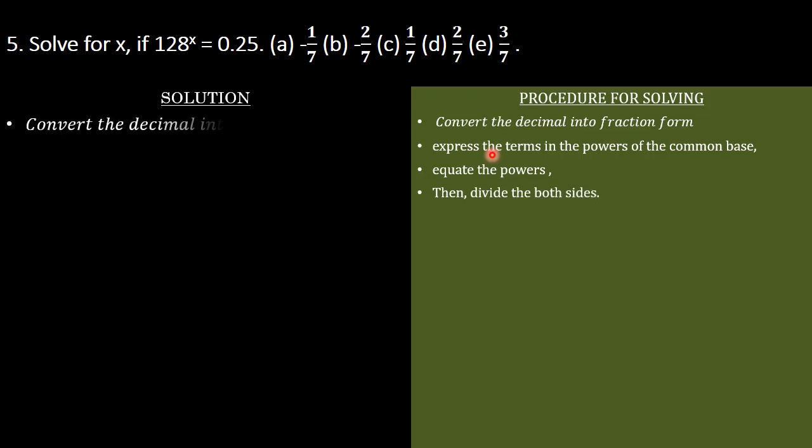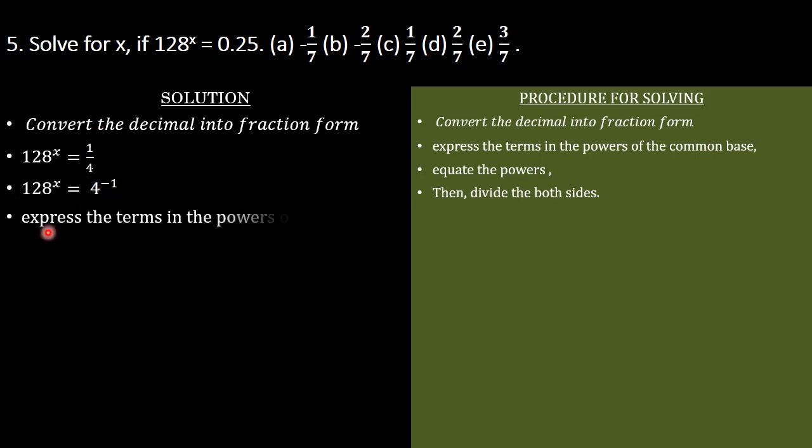Let's check the solution. Convert the decimal into fraction form. 128 raised to power x is equal to 1 over 4. When you convert this decimal 0.25 to a fraction, you have 1 over 4. Therefore, when you apply the laws of indices, you have 4 raised to power minus 1.